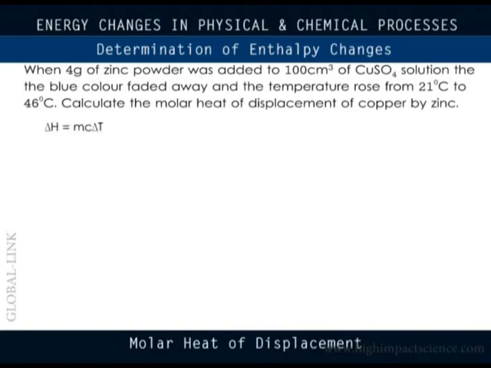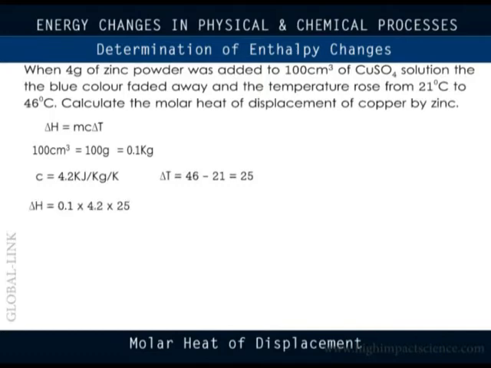Enthalpy change is given by mc delta T. Mass of the solution is taken as that of water. So 100 cubic centimeters is equal to 100 grams, which is equal to 0.1 kilograms. Specific heat capacity is 4.2 kilojoules per kilogram per Kelvin. Delta T is equal to 46 minus 21, which is 25. Enthalpy change is given by 0.1 times 4.2 times 25. That gives us 10.5 kilojoules. Because it's an exothermic reaction, we put a negative.